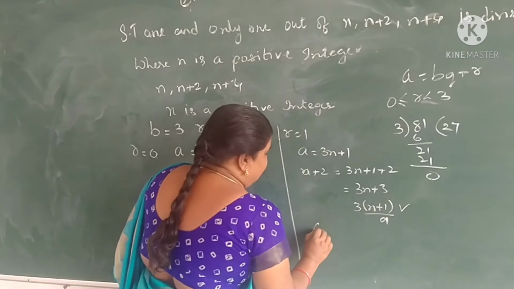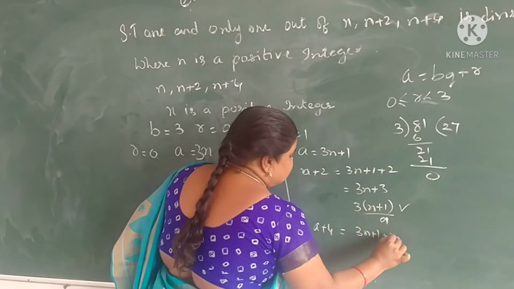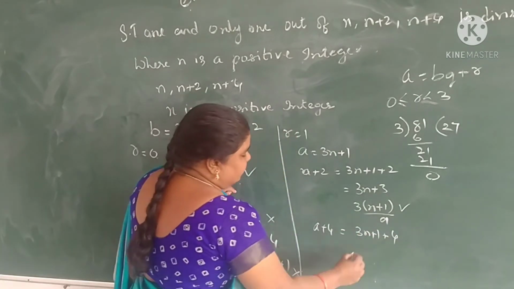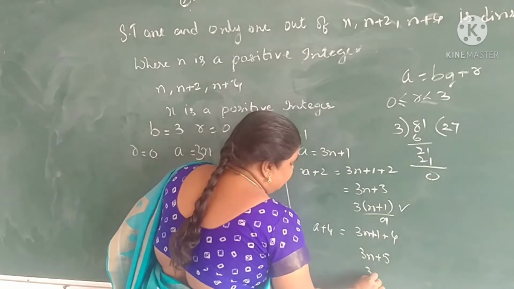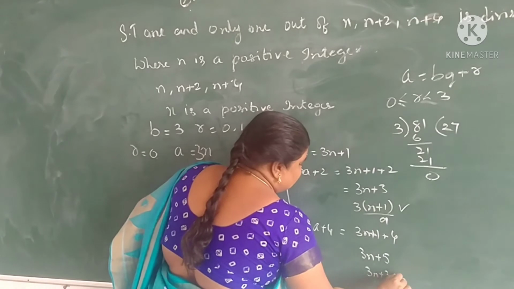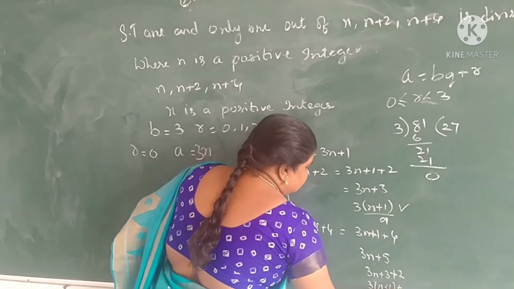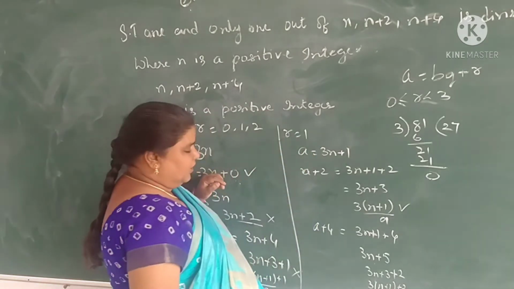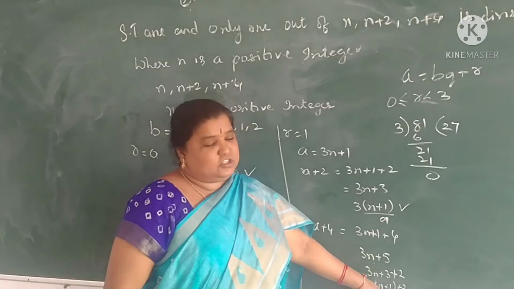If you take n plus 4, it is 3n plus 1 plus 4, so we get 3n plus 5. Taking 3 common, 3(n plus 1) plus 2. So it is not divisible by 3, because here also we are getting remainder 2.